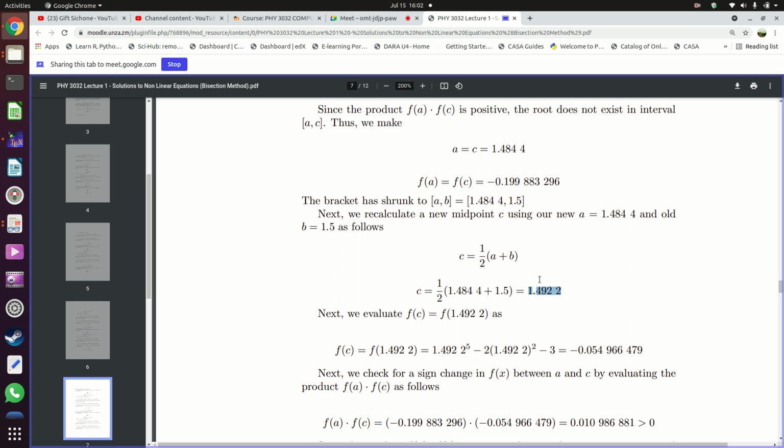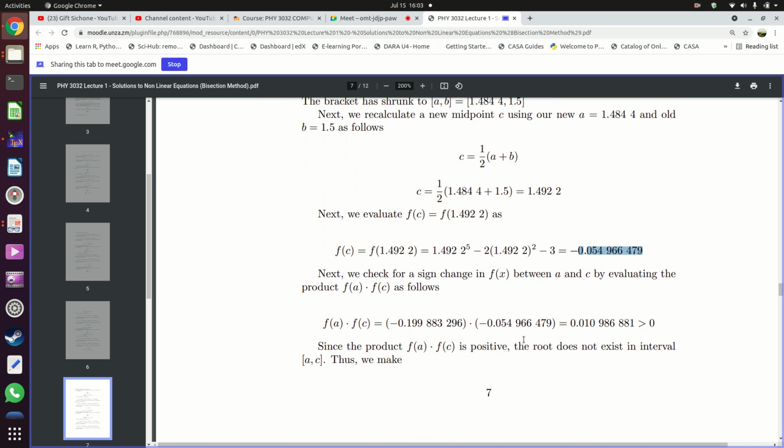So the bracket now is very, very thin. You work out the value of the function at this midpoint. f of 1.4922 is 1.4922 to the power 5, minus 2 times 1.4922 to the power 2, minus 3. This gives you minus 0.045966478. This is negative.